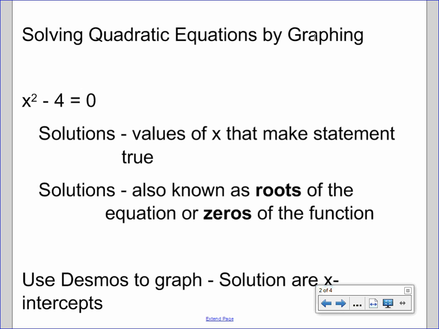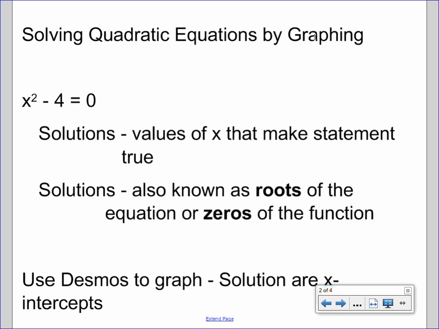Okay, so first thing we need to know is that when we're solving quadratic equations by graphing, for instance this equation x squared minus 4 equals 0, if we're looking for solutions, if you remember, they are values of our x that make the statement true. So the solutions are also known as roots of the equation or zeros of the function. So make sure those things are in your notes.